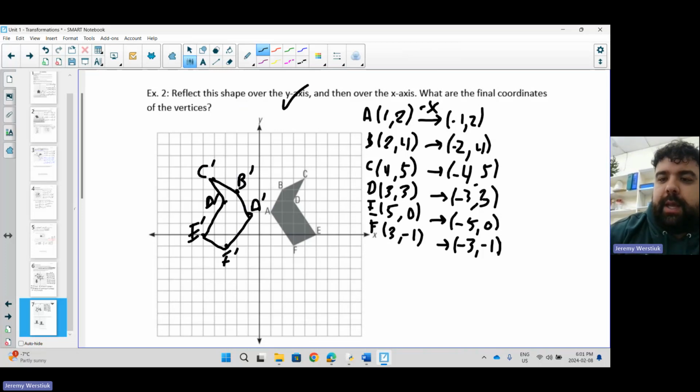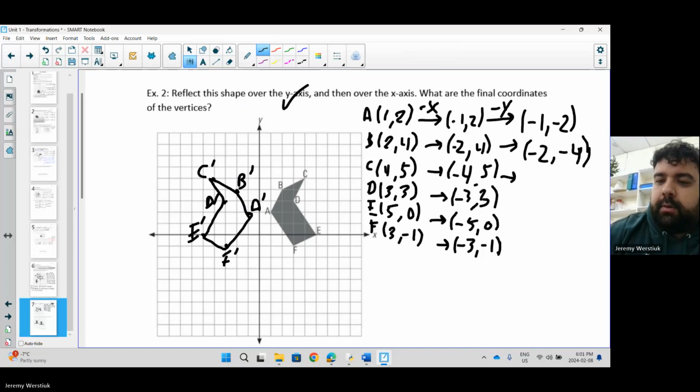Now I'm going to reflect it over the x-axis. And if we're reflecting over the x-axis, that's going to make my y-coordinate negative. So this coordinate, A double prime, is going to be -1, -2. -2, -4. I think you guys get the pattern. 3, -3.